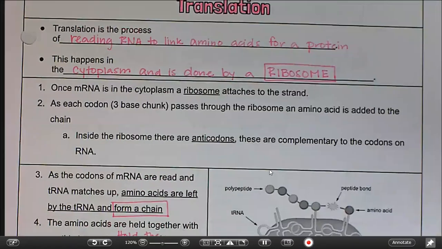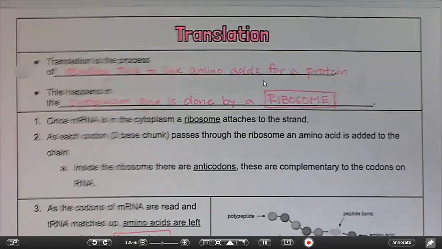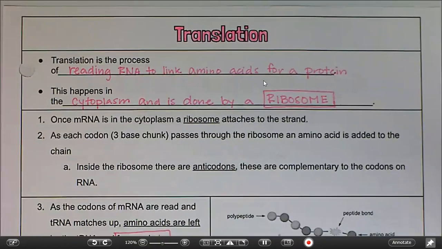Next, we're going to go to translation. We just finished transcription. Translation is where we go from RNA to protein. So we're changing languages. We're changing macromolecules. So the process of translation is to read RNA and to use that code or the codons, the three-letter chunks, to build a chain of amino acids, which is our protein. This is going to happen in the cytoplasm, so that jelly of the cell, and it's done by a ribosome.